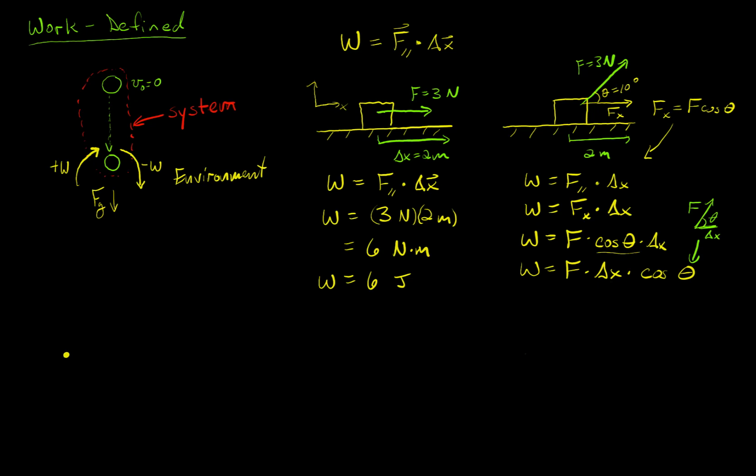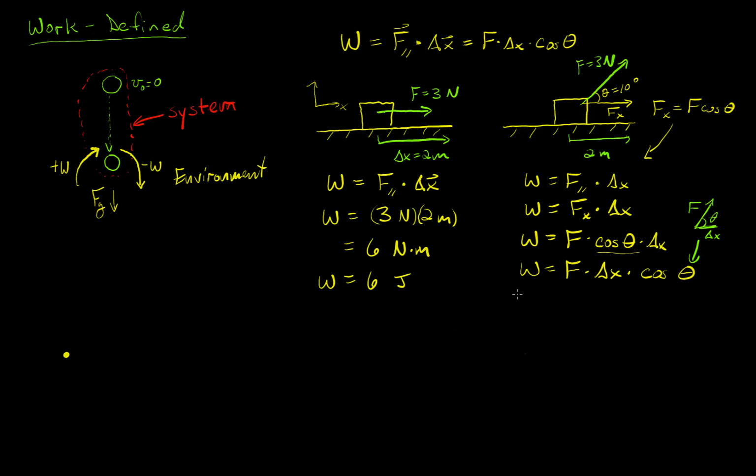So now we can alter our definition up here. It's the parallel force, or we could just write it as the magnitude of the force times the magnitude of the displacement times cosine theta. And this works for any of them. Like in this case, the angle between the force and the displacement is 0. So we would get cosine 0, which is 1. So that way it's just the force times the distance. So that works out nice.